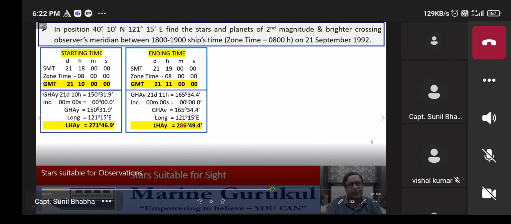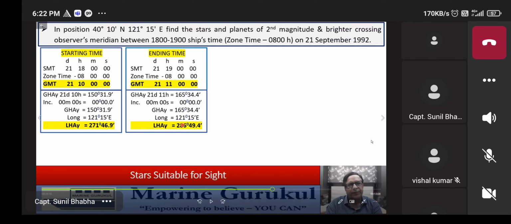Okay, so beta, we have just referred to the almanac for these GMT times and obtained LHA Aries for the starting time as well as for the ending time. So any doubt up to here? No doubt, sir. Very good, beta, great.